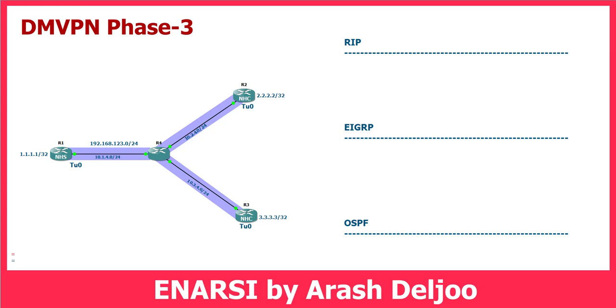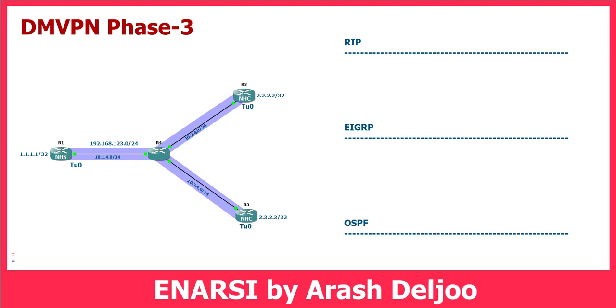In this scenario, I'm going to show you how we can configure different IGPs on the DMVPN phase 3, and also some detail related to DMVPN phase 3 and its interaction with the IGPs. Let me start with RIP. Also, let me emphasize that here I have previously configured DMVPN phase 3 with router 1 as the NHS and router 2 and router 3 as NHCs.